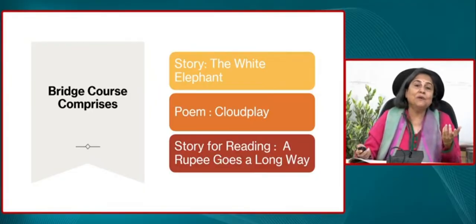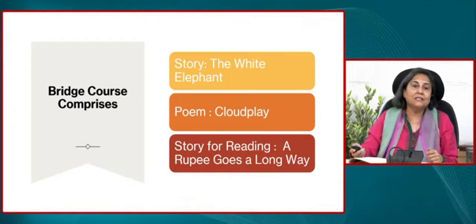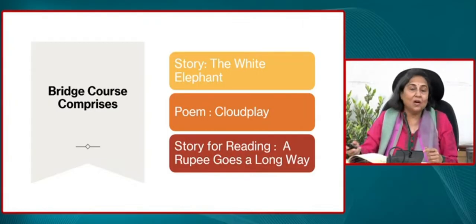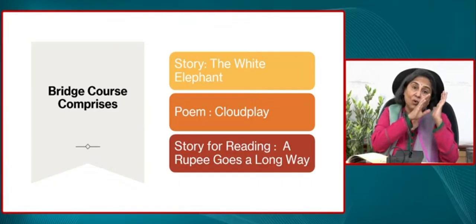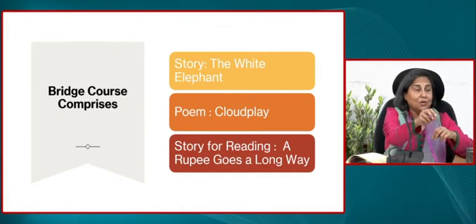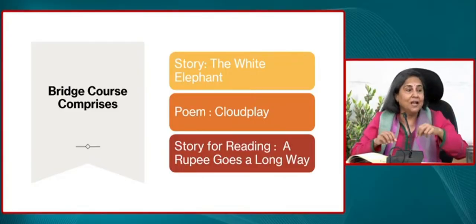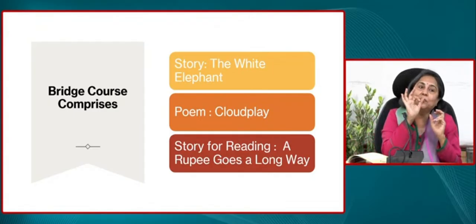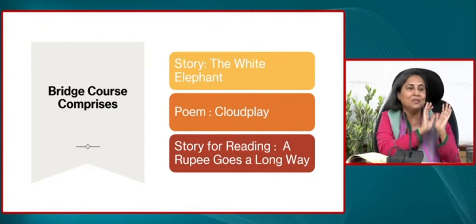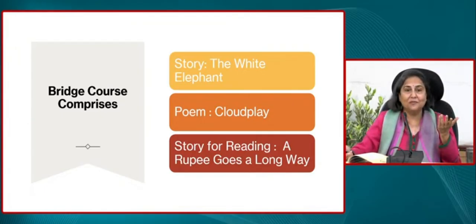Then the poem is Cloud Play, nature once again. See clouds, how they are forming different shapes, different colors, and when it rains, we enjoy. The story for reading is A Rupee Goes a Long Way, about a child who has a rupee, which is an old coin. Now, nobody takes it, but he uses the barter system. You take this, I'll take your string. Okay, yeah, you take this, I will take your this. Finally, that child gets a real 1 rupee coin and goes and buys the jalebis that he wants to eat. And then he shares it with his friend also.